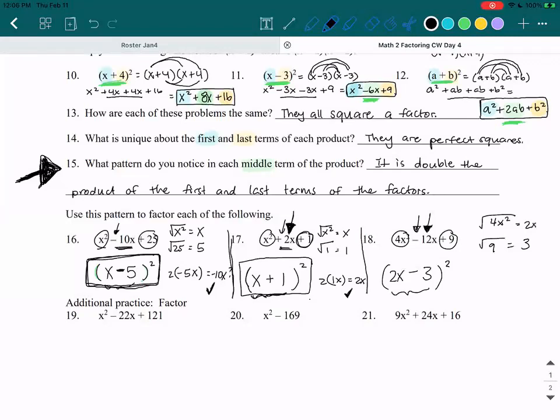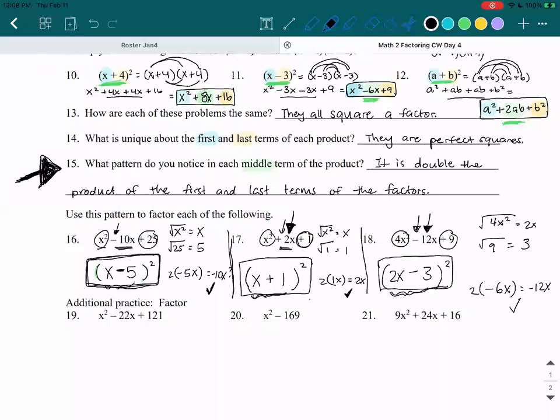So let's multiply our two numbers. 2x and negative 3, that's going to be minus 6x. If I double that, do I get minus 12x? Yes, we do. So then this is good. Okay. So this is our answer for number 18. I'm going to pause the video, see if you guys need more time to write.